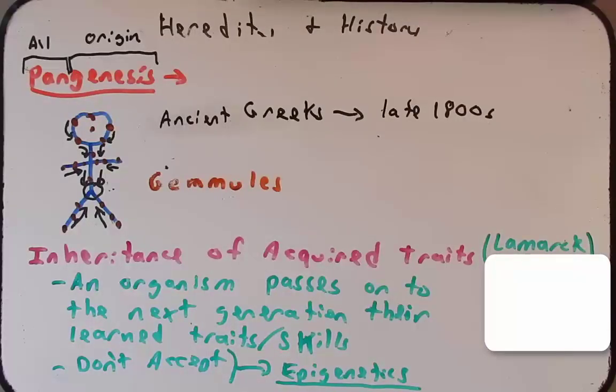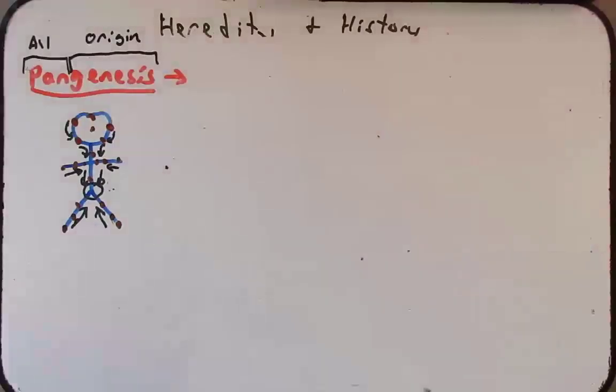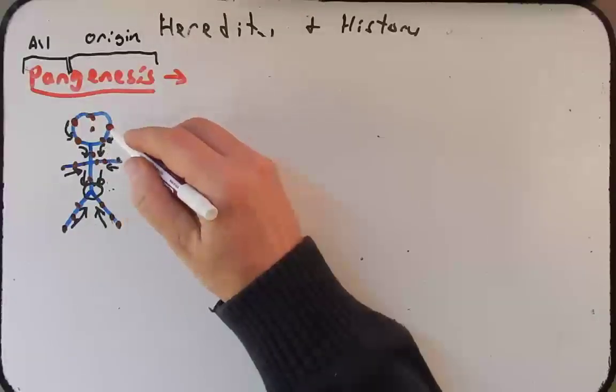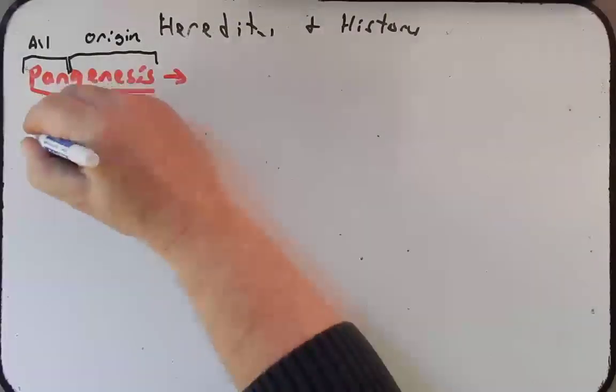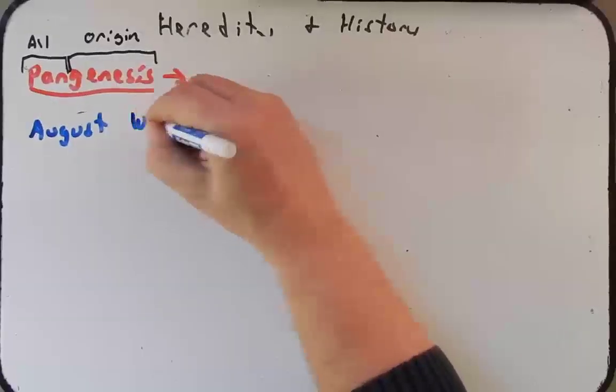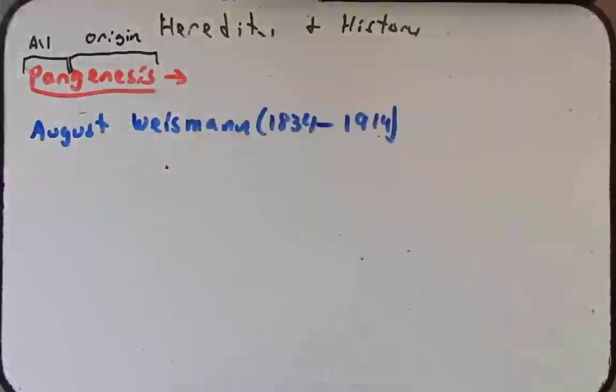So epigenetics is opening that door, once again, for us to see if our life's experiences somehow can affect our gametes. However, the general idea of pangenesis, where these gemmules come from different parts of our body and end up in our gonads, is now no longer accepted. And that was largely disproven by a scientist by the name of August Weismann. So his experiments largely shut down pangenesis.